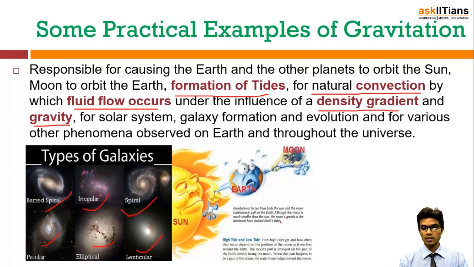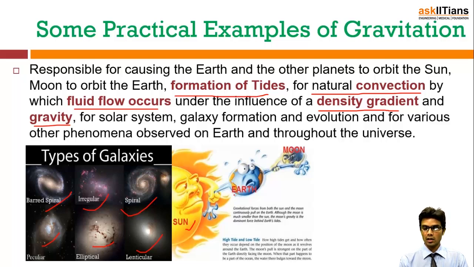Now this is the formation of tides, how tides form. So this is the Sun, this is the Earth, and this is the Moon. These are three bodies having mass. There is a mass with the Earth, a mass with the Sun, a mass with the Moon. So all these three bodies have some masses. If bodies have mass, then there must be a force of attraction, a force of gravity acting between these bodies.